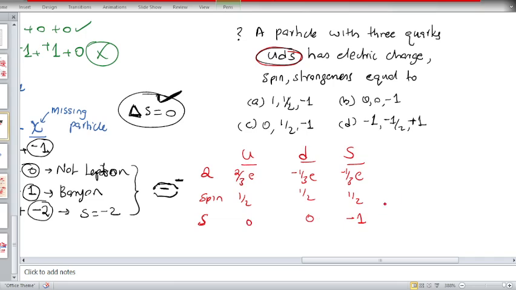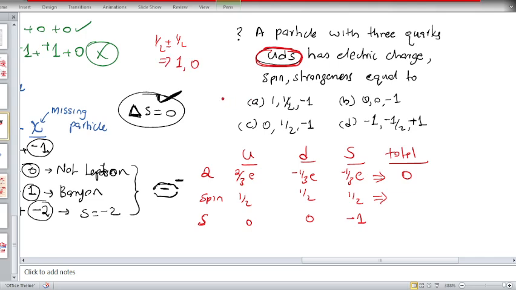Then you take the total for UDS. The total charge will be 0. For spin, 1 by 2 plus or minus 1 by 2 will give you a spin value of 1 and 0 combinations.